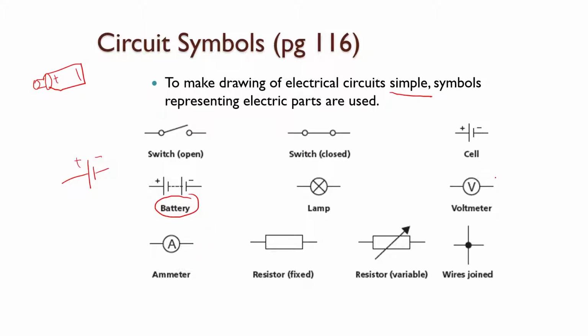Then voltmeter looks like this. Ammeter we also learned. Resistor looks like this. Variable resistor has the arrow. And I do not want some of you to tell me this thing is X-Men. Okay, this is not X-Men. This is a lamp or a light bulb. And some additional knowledge, I don't think this will be applicable, but sometimes the light bulb can be drawn like this. Like this can also be a light bulb.